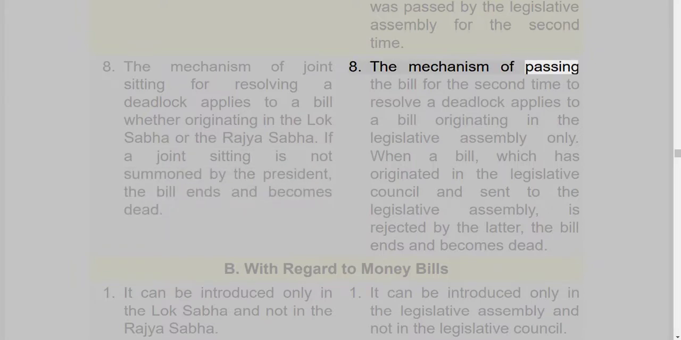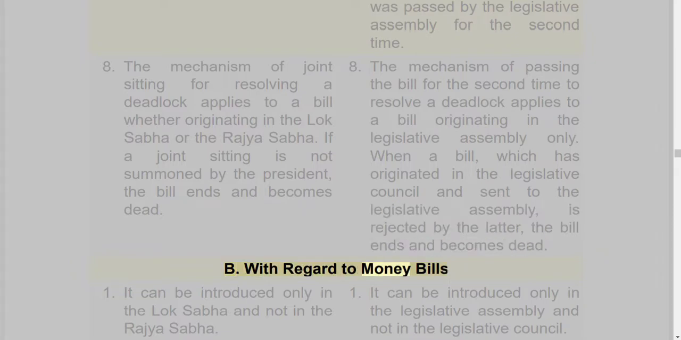8. The mechanism of passing the bill for the second time to resolve a deadlock applies to a bill originating in the Legislative Assembly only. When a bill, which has originated in the Legislative Council and sent to the Legislative Assembly, is rejected by the latter, the bill ends and becomes dead.